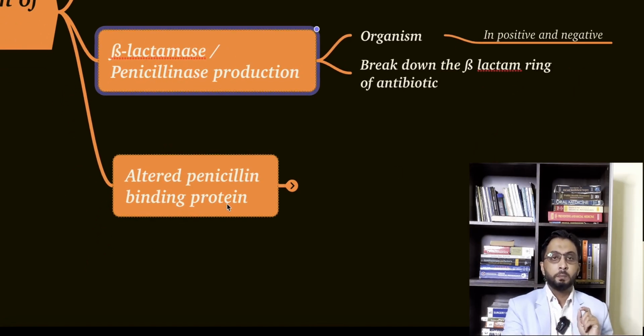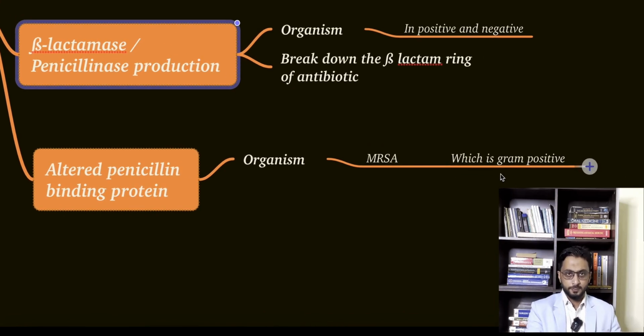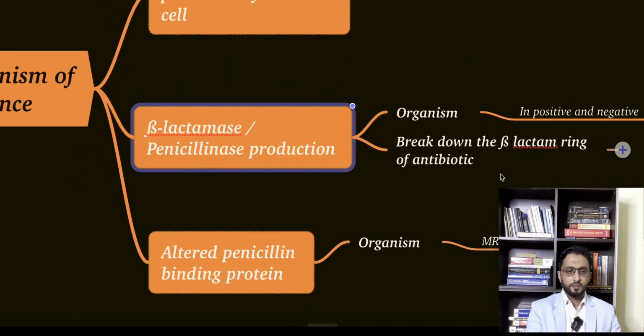Finally, altered penicillin binding protein, the transpeptidase we discussed in the previous session. So it's also known as penicillin binding protein. This is majorly done by a very important organism which is called MRSA, methicillin resistant Staph aureus. Now you know that Staph aureus is gram-positive. Microbiology.